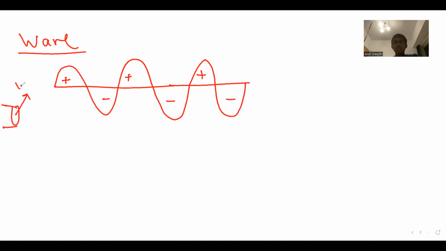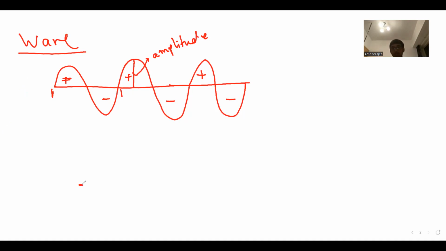Isn't the crest technically the top point of a wave? No, this is the positive side. The top point is known as what? Your amplitude. Before the superposition of waves, I will teach you this one also. The height of the wave is known as amplitude, measured from the crest.